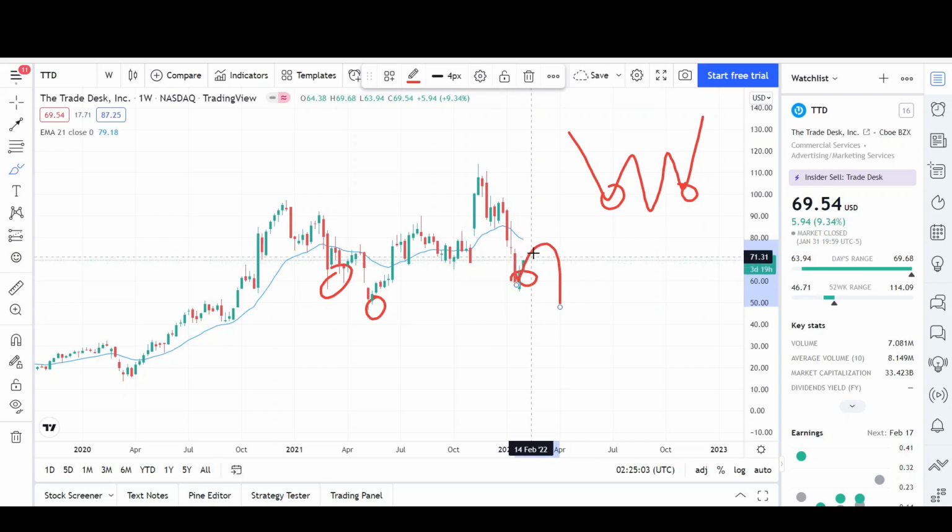But in the meantime, or in the short term, I'm expecting a pullback to the high 70s, low 80s, and then from there, I'm still expecting lower prices. So that's all I have for The Trade Desk.